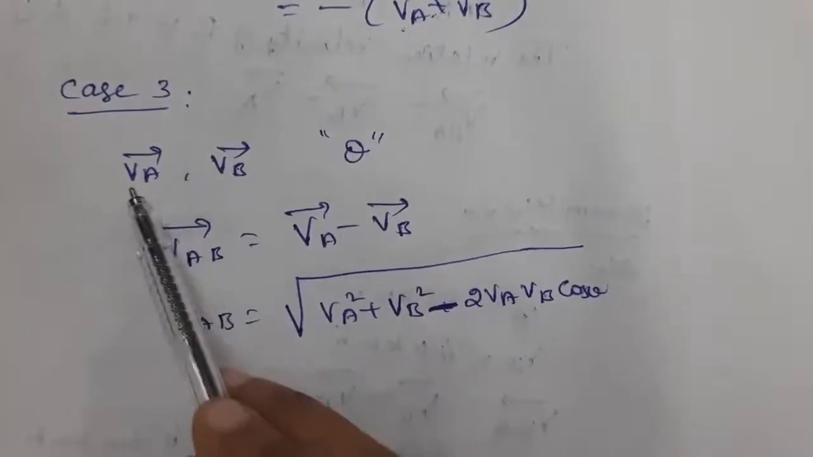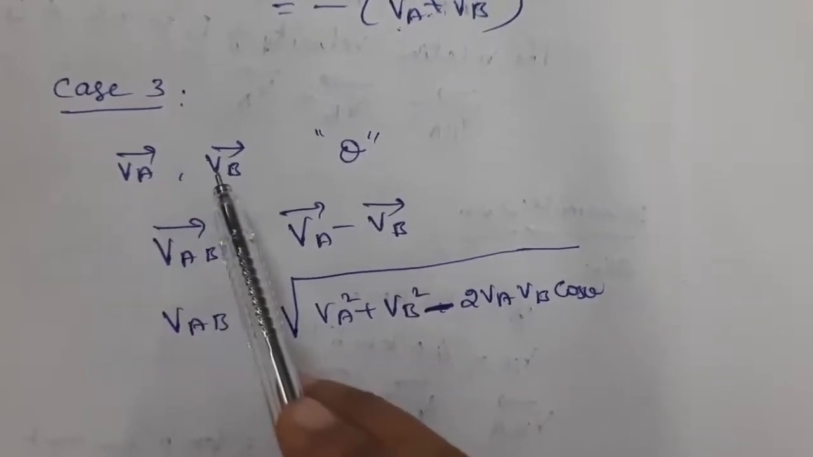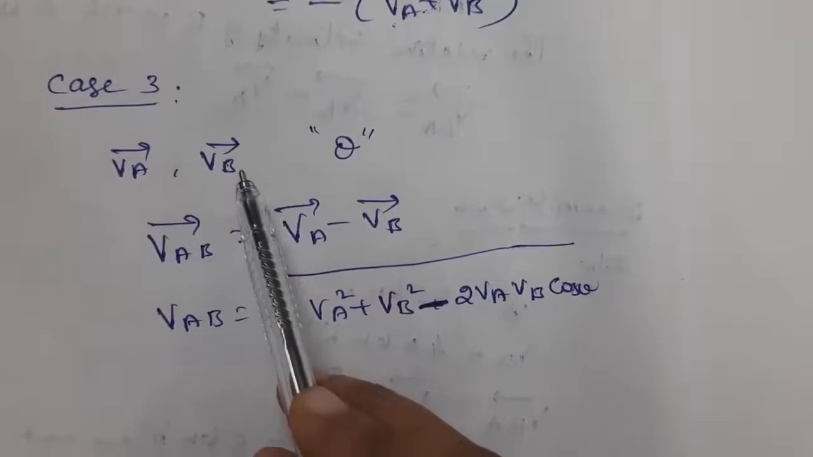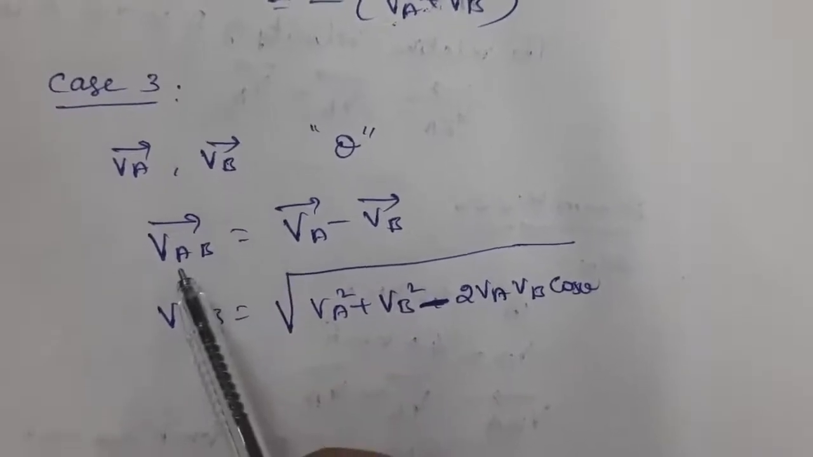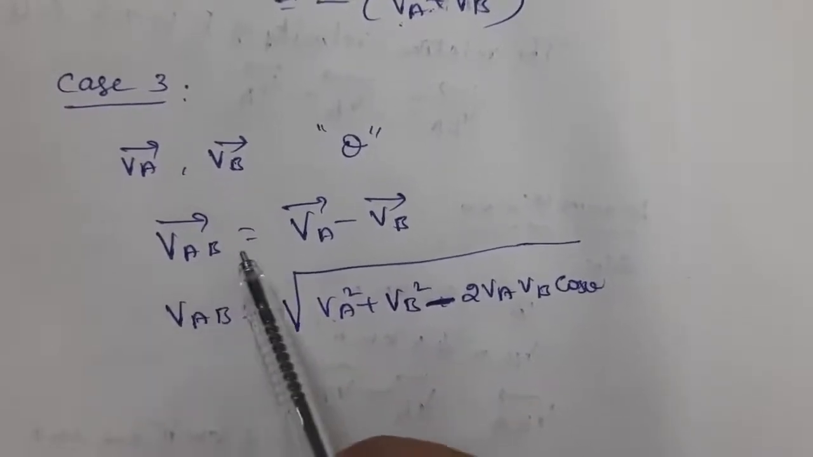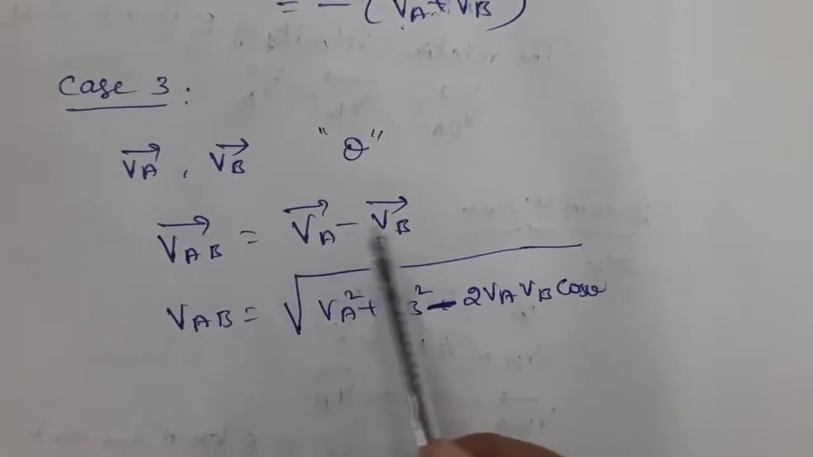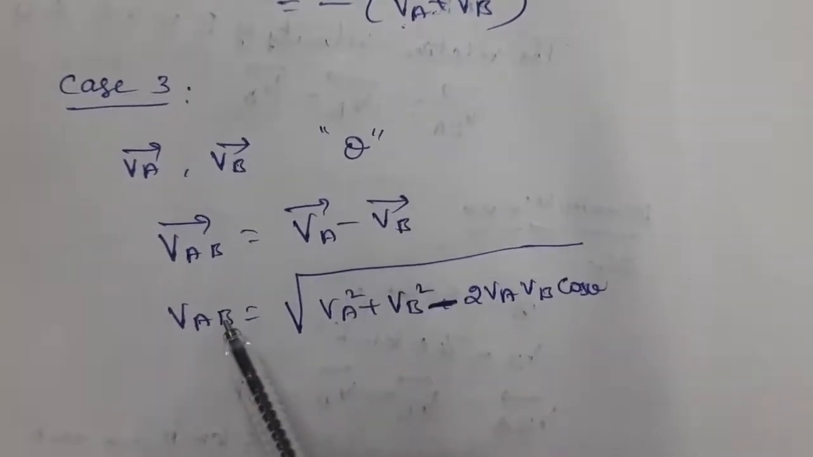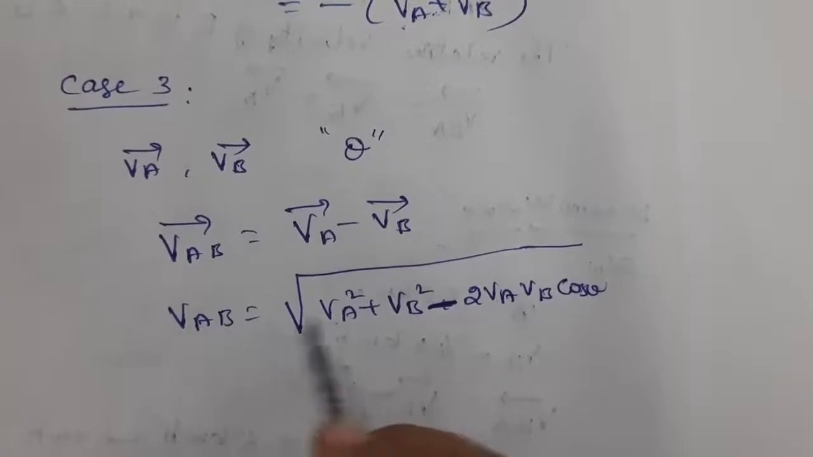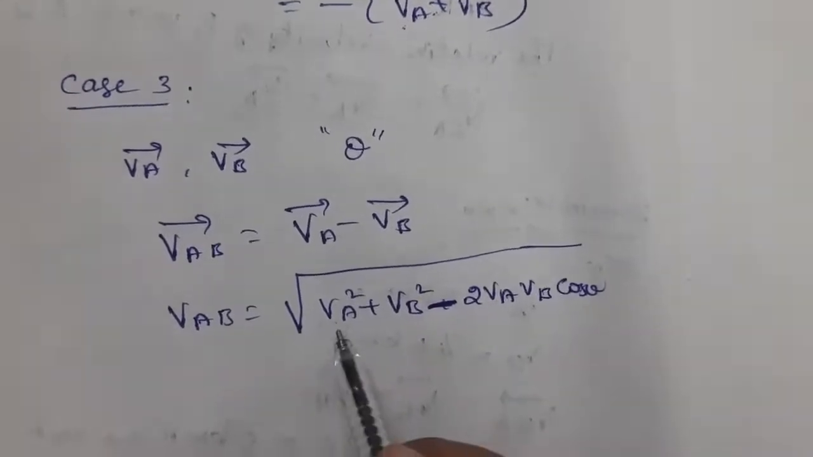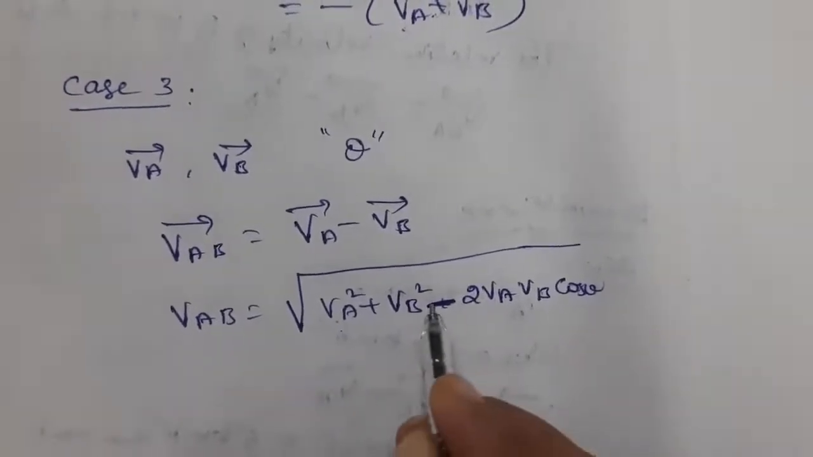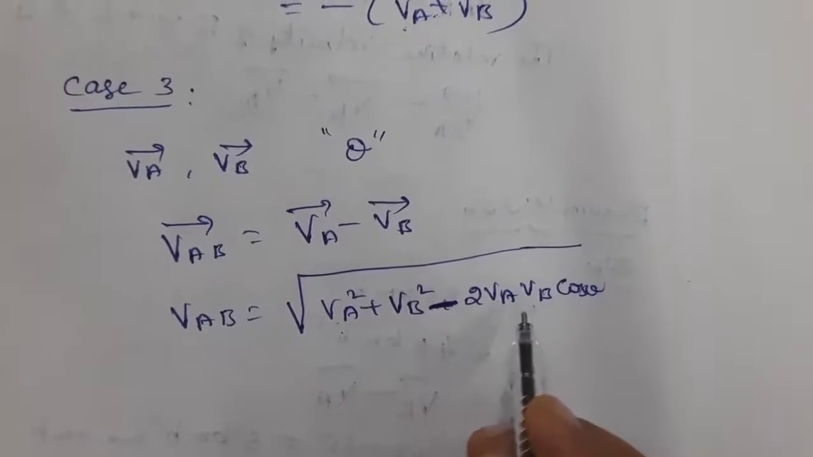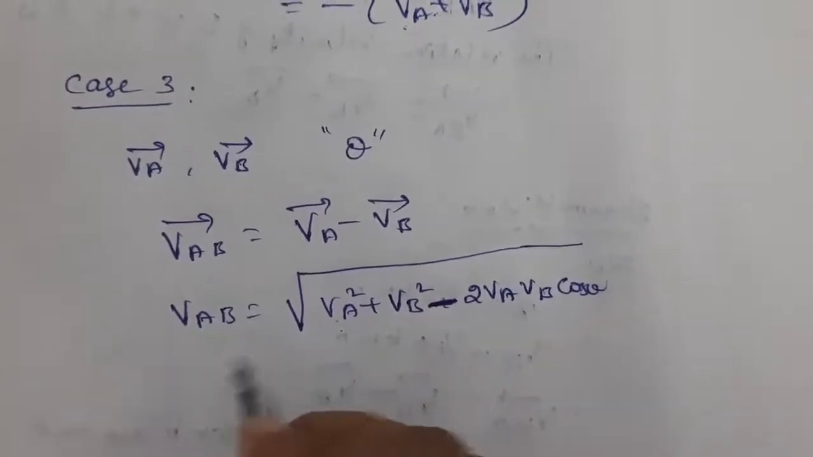So two velocities VA and VB are acting at an angle. What is the relative velocity of A with respect to B? VAB equal to VA minus VB. That is, the magnitude of VAB is given by root of VA square plus VB square minus 2 VA VB cos theta. Also the direction.